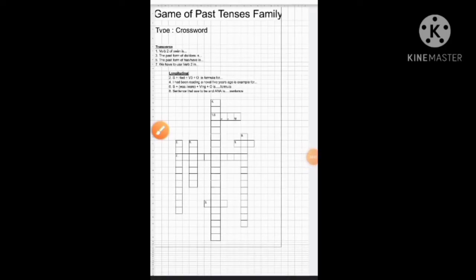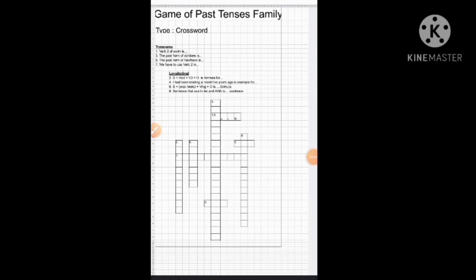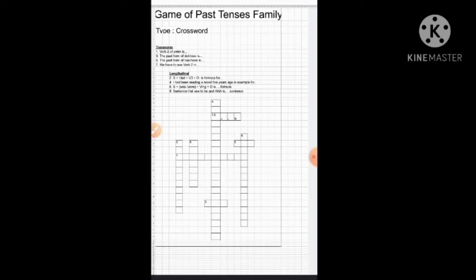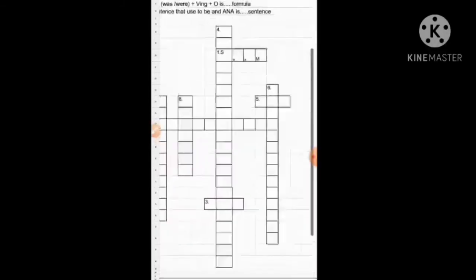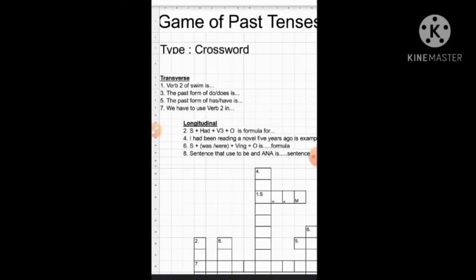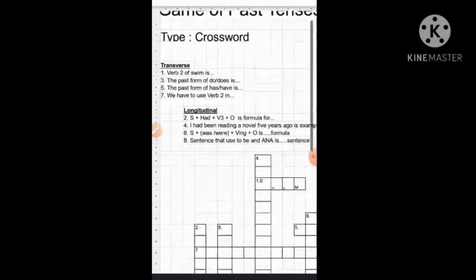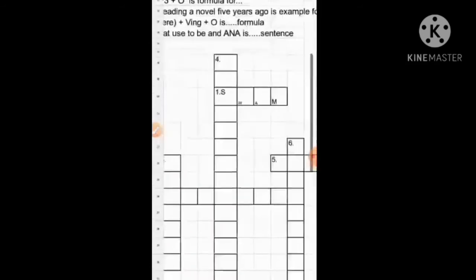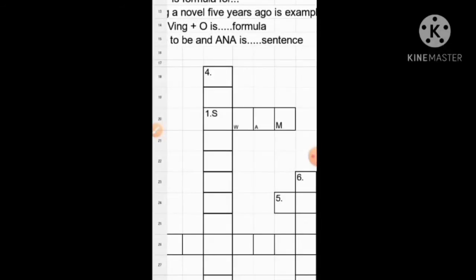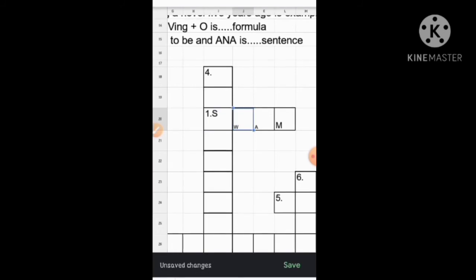Okay guys, now we have games to play. The game's name is Crosswords. It's all about past tense family. Okay, let's see number one. Number one in transverse column, the question is verb 2 of swim. Number one answer is swam, S, W, A, M.